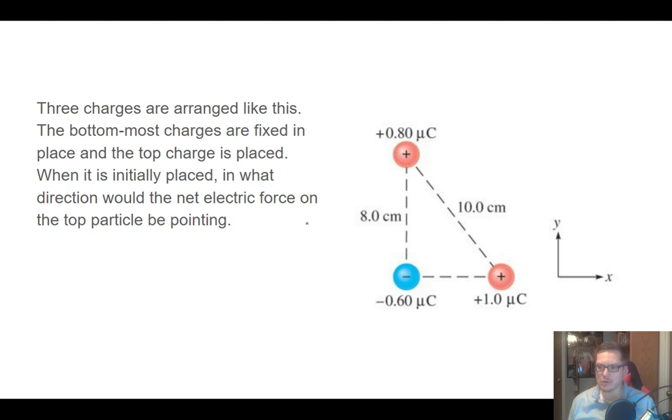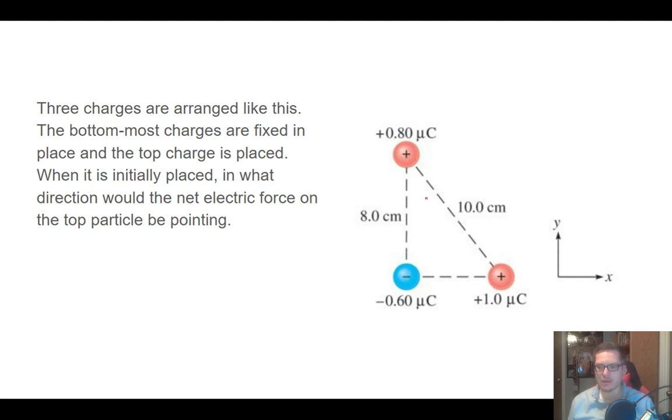Alright, so first I just want to recap a bit about what we talked about in the previous video. We've got these three charges, and the bottom two charges are fixed in place, so these two bottom ones aren't going to move. One's negative 0.6 microcoulombs, and the other one's 1 microcoulomb. Then we take this top charge and put it right here. When it's initially put there, in what direction would the net electric force on this top charge be pointing?